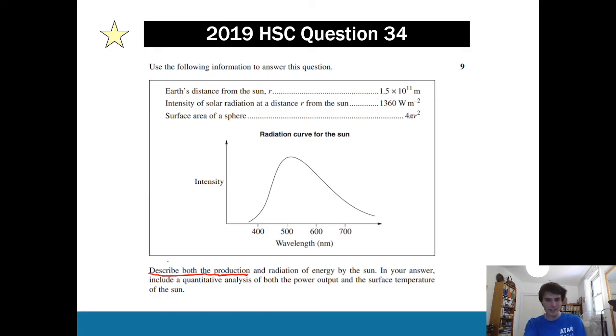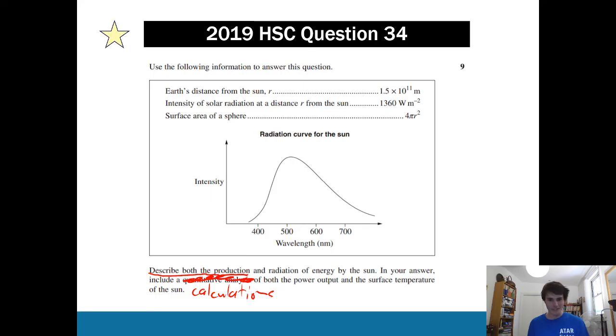Question three, and then it says in our answer include a quantitative analysis of both the power output and surface temperature. Now, when it says quantitative analysis, you can interpret that as just calculations, right? That's what it means. So you could basically read this as four questions. Describe the production of energy by the sun, describe the radiation of energy by the sun, calculate the power output of the sun, and calculate the surface temperature of the sun. Those are the four questions we can fairly straightforwardly split the question up into.